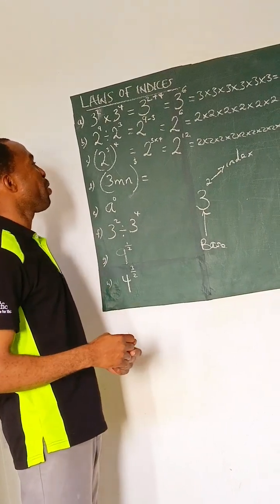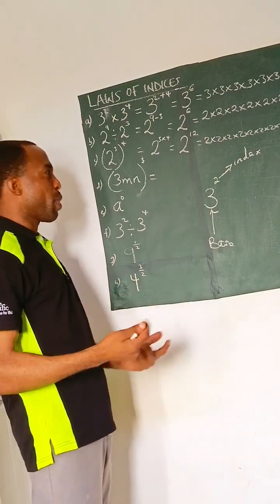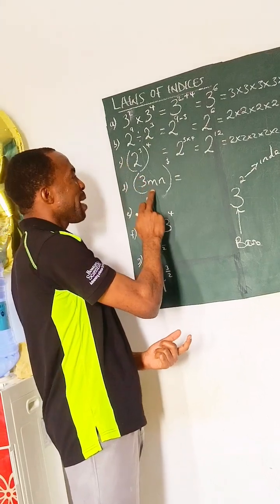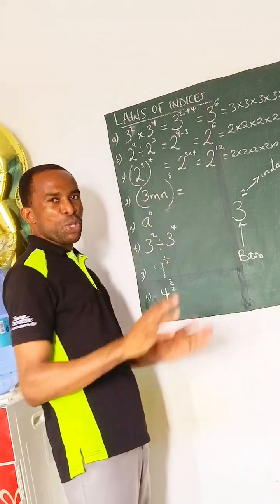Okay? Number 4 is called a product power law. You can see 3 multiplies m multiplies n. We'll stop here for today.